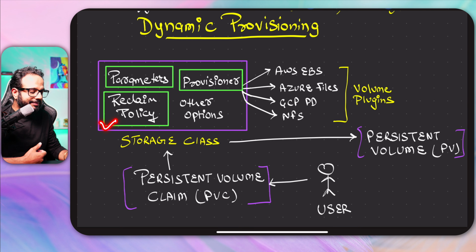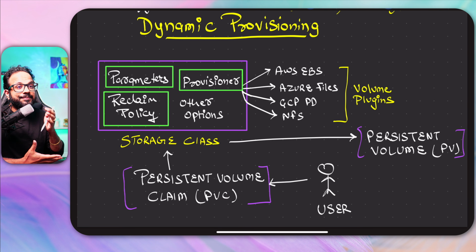Then it has the reclaim policy, like what happens to the storage when the underlying persistent volume claim is deleted, what happens to the persistent volume? So that's part of the reclaim policy. It could be deleted, it could be retained. Recycle, I believe, has been deprecated, so now it is retain or delete. Okay, and then it has several other options.